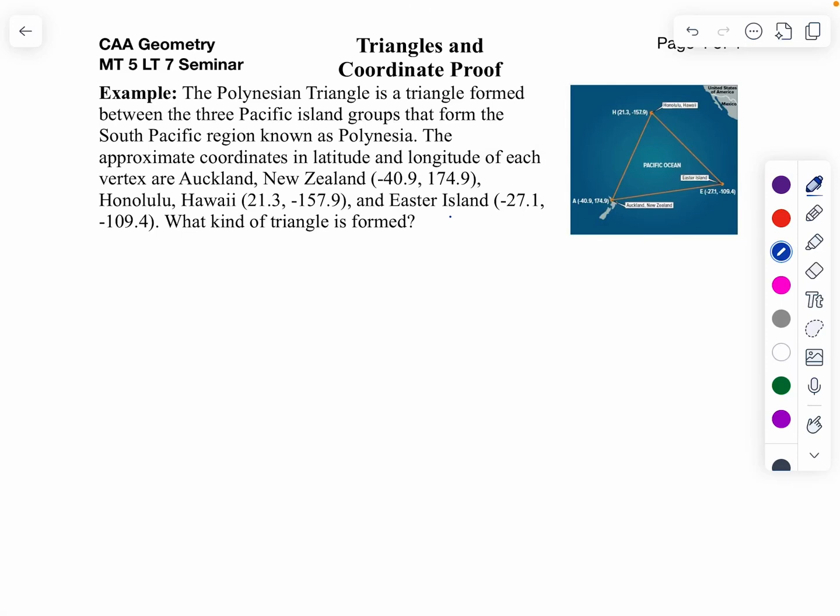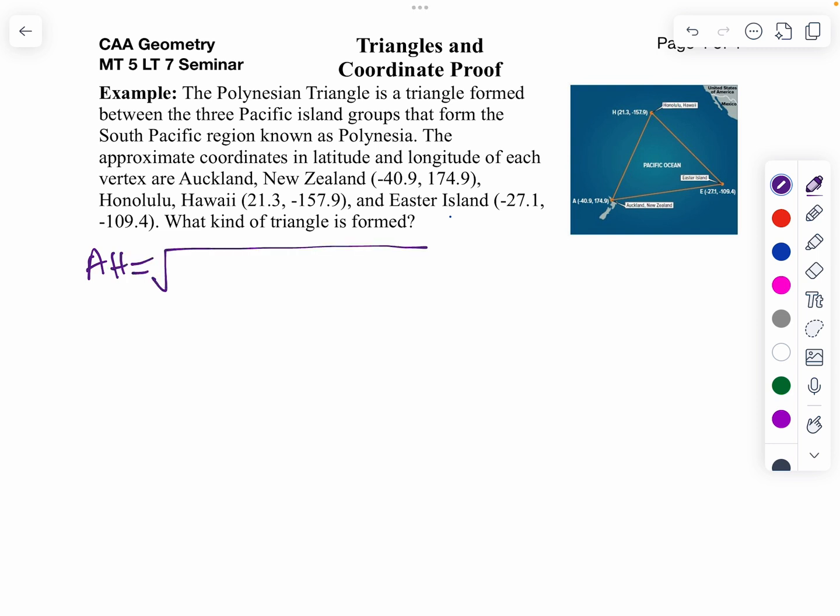To do our next problem, it says the Polynesian Triangle is a triangle formed by three island groups in the South Pacific region known as Polynesia. The approximate coordinates, you can read those. I want to know what kind of triangle is formed. Well, to find out what kind of triangle would form, I need to know the sides because I don't know any angles. So I'm going to go from Auckland to Hawaii, and we're going to use that distance formula.